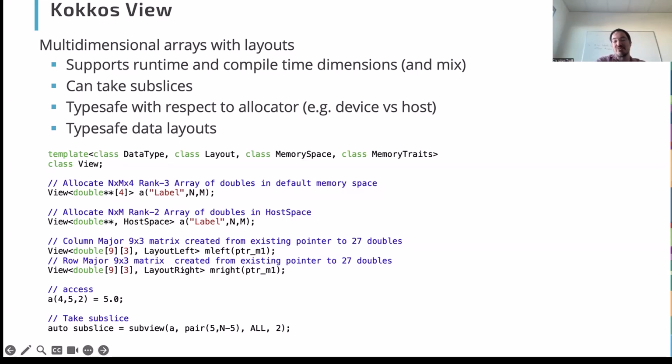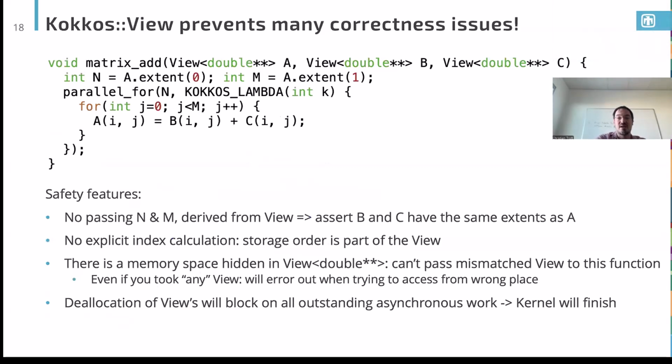But again, the same principle here, right? You can give us only the information you want to specialize. Otherwise, all the rest has some type of default. It doesn't mean that it doesn't exist, right? Not specifying a memory space doesn't mean that it's type erased with respect to memory space. It just means the default memory space is used. And what it prevents is a lot of correctness issues.